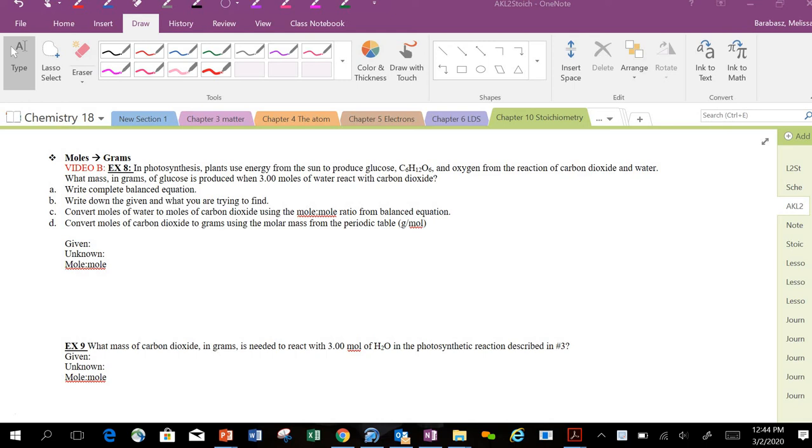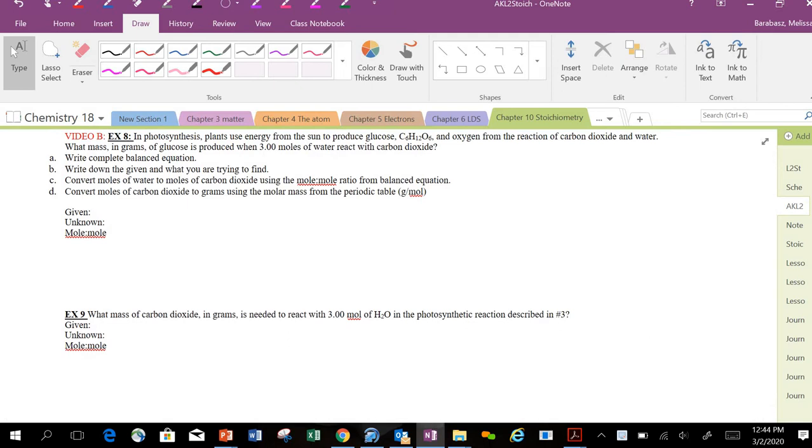So video A went over a mole to mole problem, but we don't always start with moles, or that's not always the end point that we want. So today we're going to do a mole to gram problem. We're going to try one together, and then we will go through another one, and then I'll have you guys try one on your own.